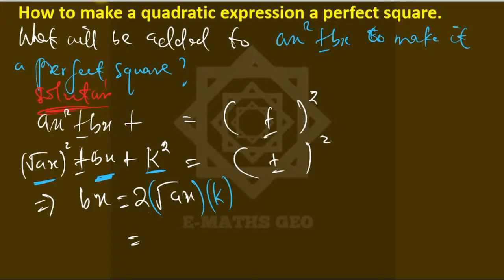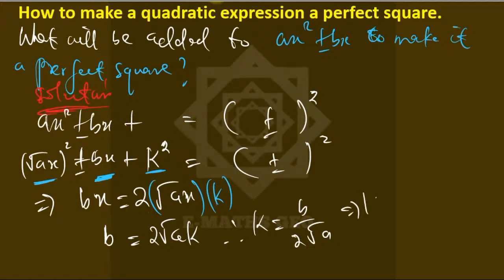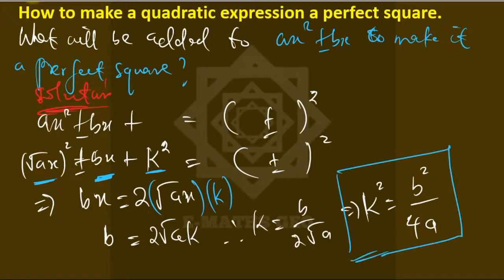So as you can see, x is common. We cancel out x. We now have 2 root a times k. Therefore, solving for k is now b over 2 root a. So this is k, which implies that k squared is, squaring both sides, b squared over 4a, since root a squared is a. So we've gotten an expression. Now we always add this to make a quadratic expression a perfect square. That's how they will ask it: what will be added to this to make it a perfect square?